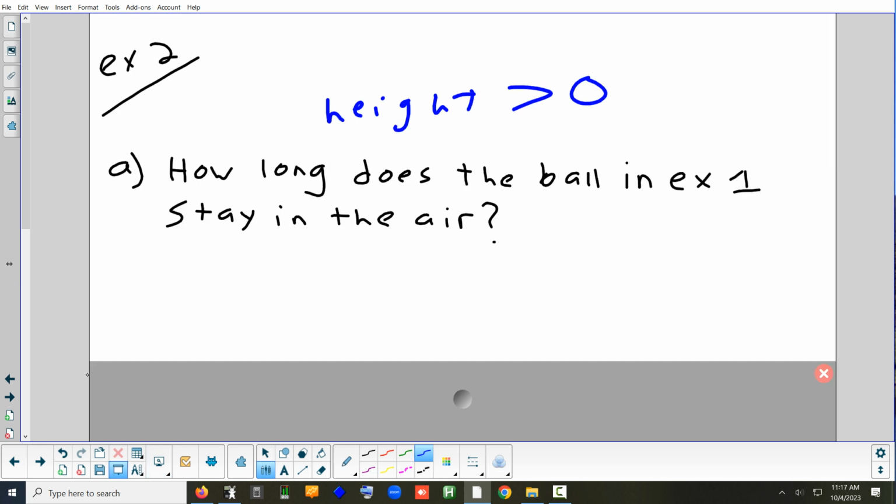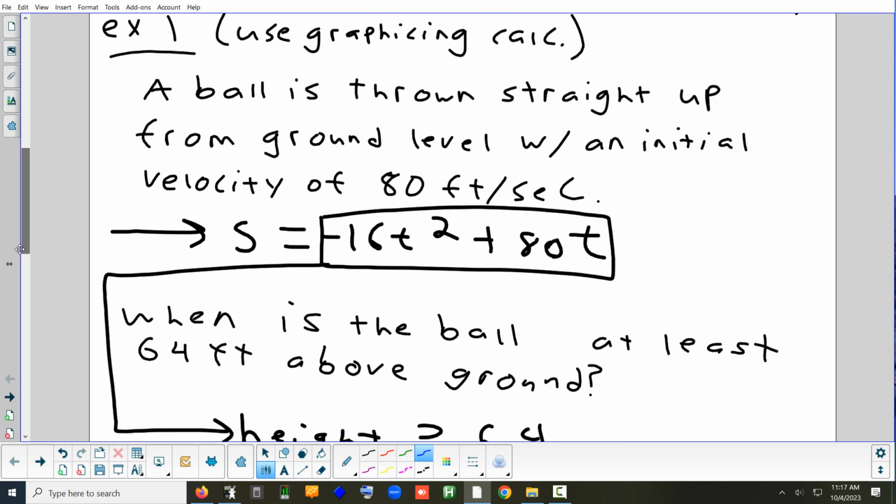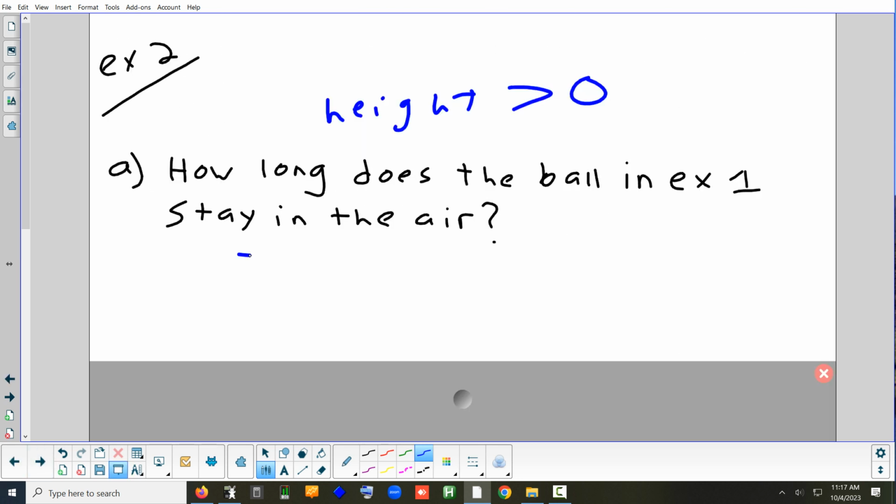All right, so I still have my formula for the height: negative 16t squared plus 80t. And we want that to be greater than 0.